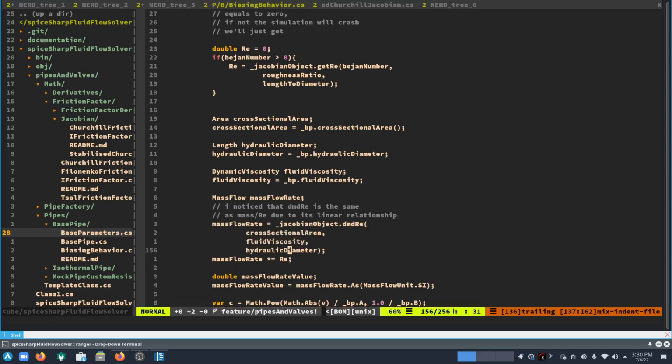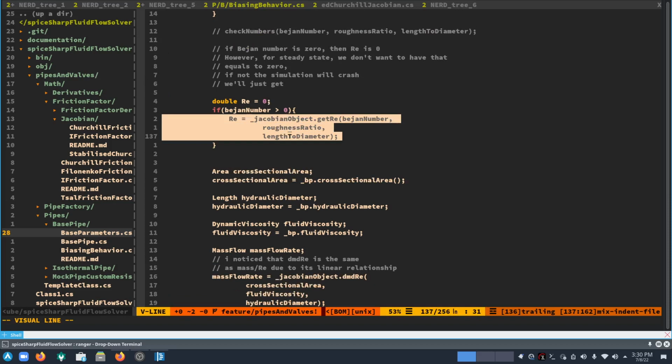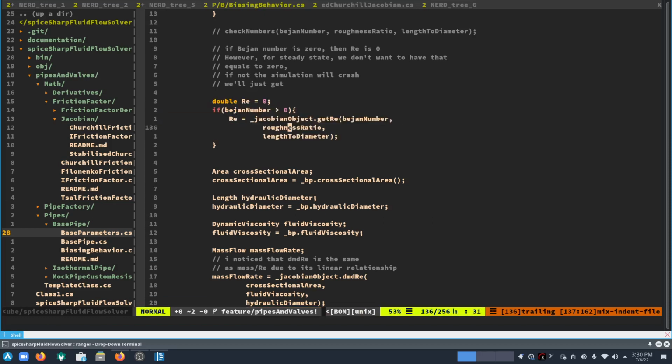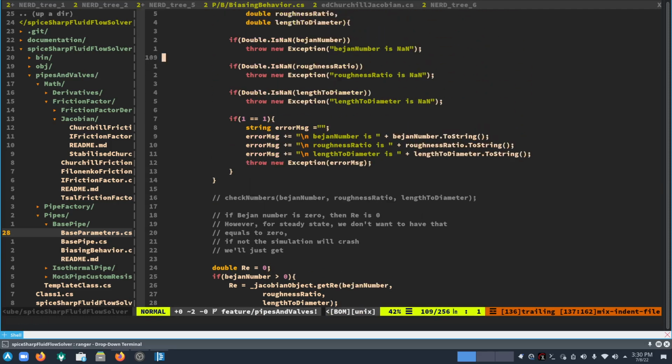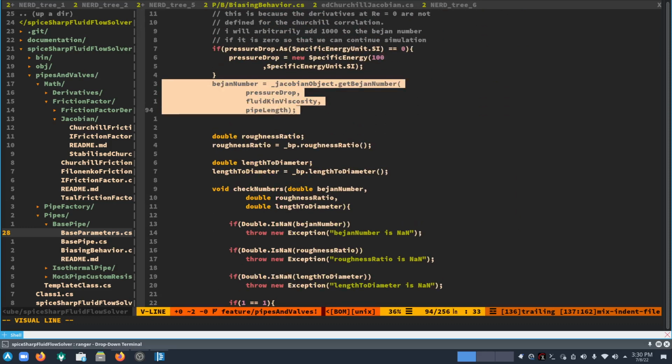And how did I get the Reynolds number in the first place? I get the Reynolds number using the getRe function. This one's a bit more computationally expensive. We use the getRe function that we discussed just now to get the Reynolds number based on the Bejan number. This Bejan number will be obtained using the get Bejan number function, based on the pressure drop, fluid kinematic viscosity, and pipe length. That's how I do it.